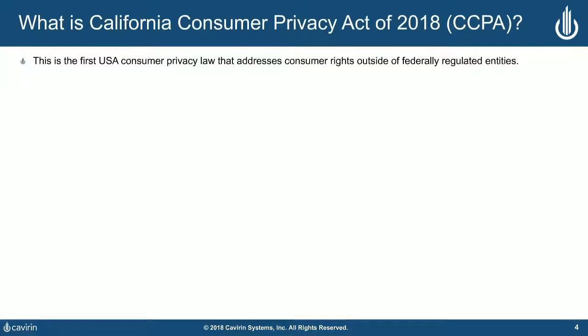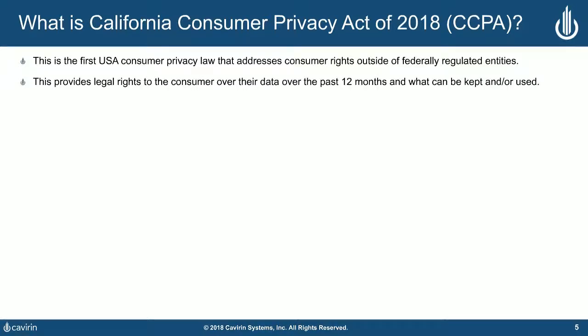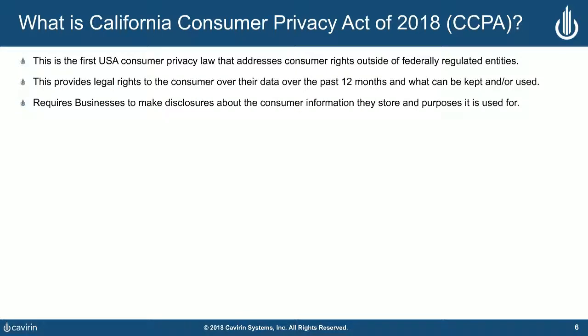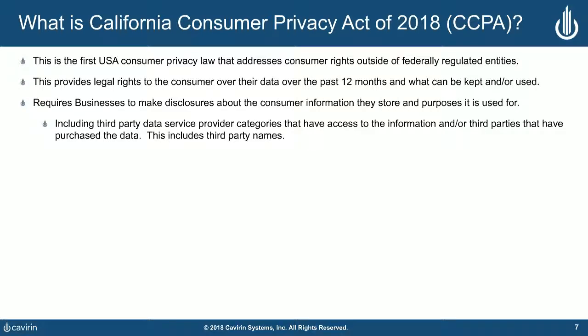So with that, Joe, in a nutshell, what is the CCPA of 2018? Well, it's really the first U.S. consumer privacy law that's been introduced outside of federally regulated entities. It provides rights to the consumer over their data, and specifically over the last 12 months of their data, in terms of what's kept and how it's used. It requires businesses to disclose to the consumer the information that they're storing and what they're using it for, and that's all they can use that information for. It was whatever they disclosed that usage would be.